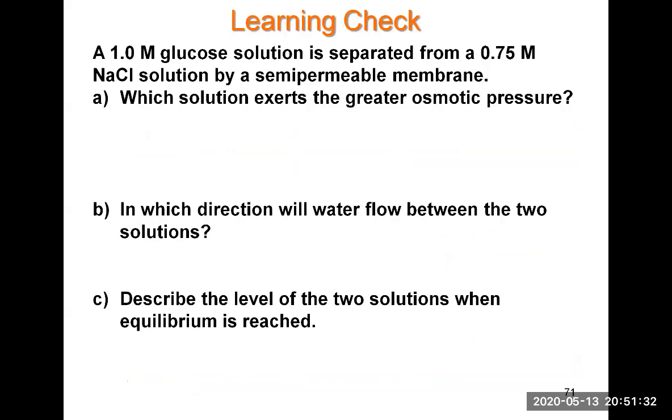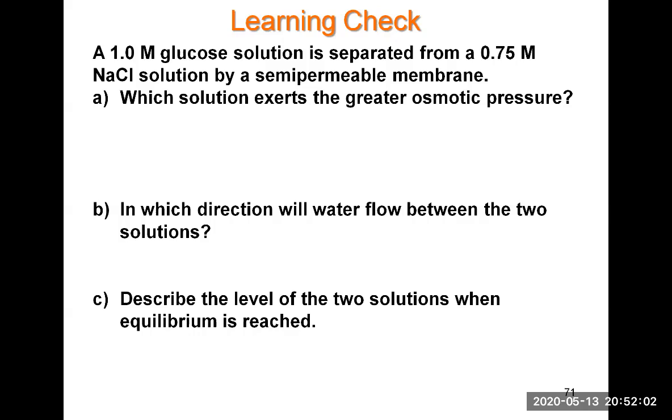So let's practice some more with a more tricky example here. It's more tricky because you have to remember that osmosis is a colligative property that depends on the number of solute particles that are dissolved. And it doesn't matter if they are small ions or big neutral molecules, right? It doesn't matter. It's the number of dissolved particles that matters.